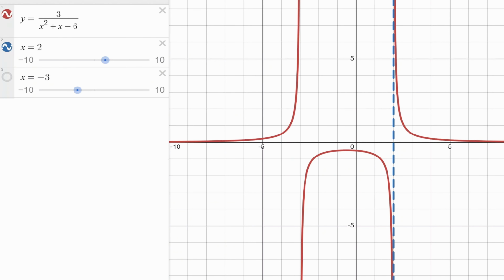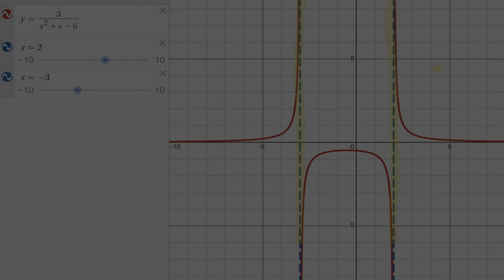Now let's graph the line of x equals negative 3, which we have here. And we have the same behavior. Notice that our graph, which is displayed in red, doesn't seem to be using this x value. This vertical line is some kind of a wall. We have confirmed our conclusion. The function that we're given has two vertical asymptotes, at x equals 2 and also at x equals negative 3. Let's take a look at our last example.